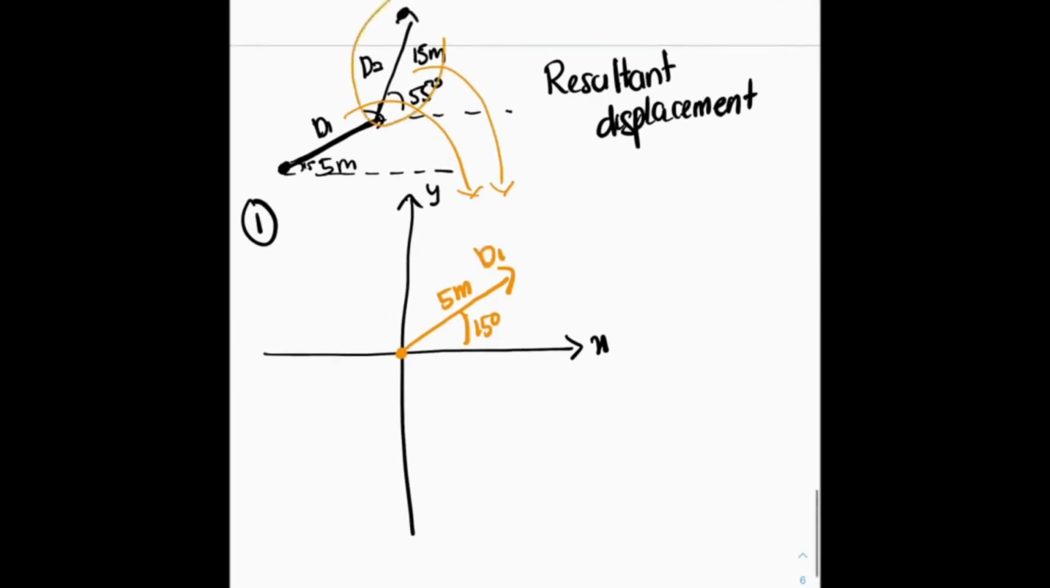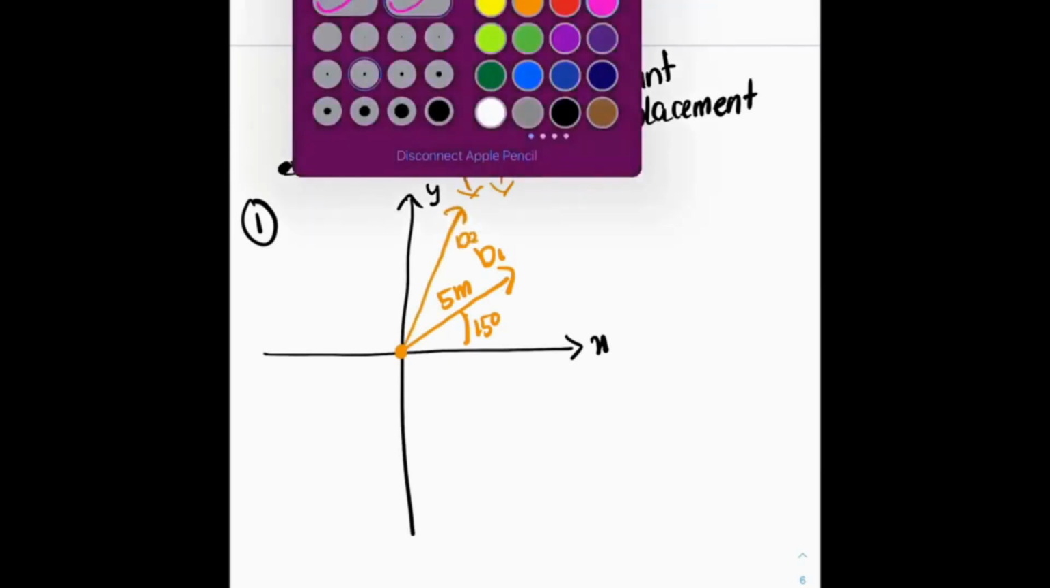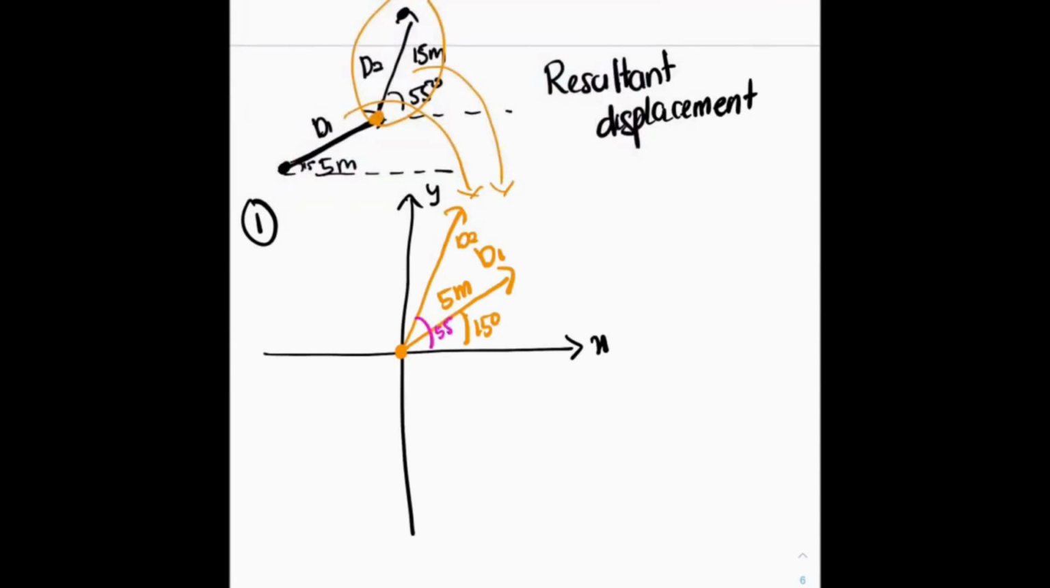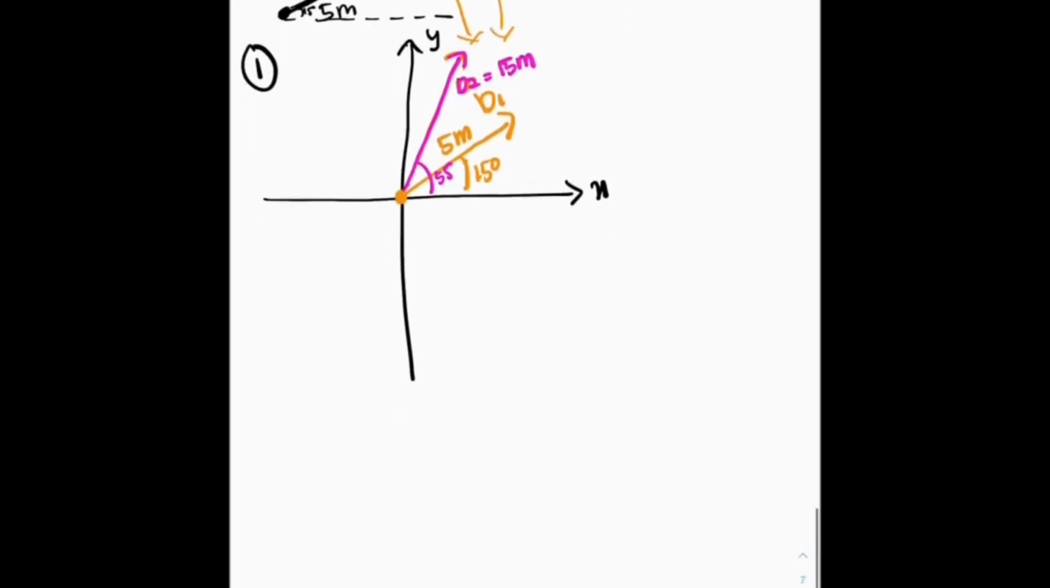And then my D2 here, this one now, I cannot change my direction. It is pointing in between north and east, and the tail of the vector has to sit at the origin here. So I'm going to draw somewhere here. This is my D2 with an angle of 55 degrees and displacement of magnitude of 15 meters. So this is my D2.